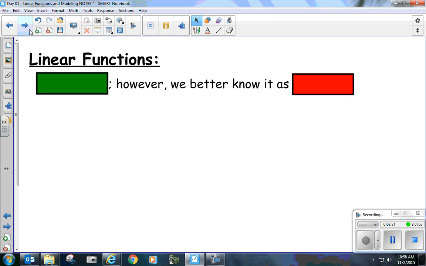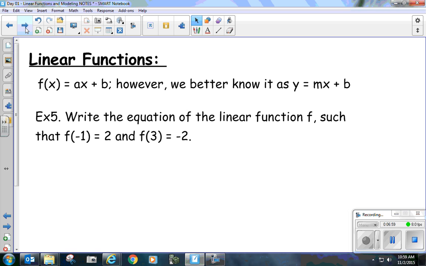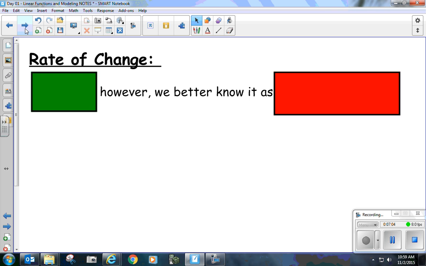Let's go to the next slide. Linear functions. What's the equation of a line? Y equals mx plus b. That's what we know it as. Sometimes, because this is pre-calc, they'll rewrite it. They'll say f of x is the same as y equals a times x plus b, where a is your slope. It doesn't matter how you write it as long as you can come up with it. Okay? Before we do this problem out, I want to go to the next part in your notes quickly and discuss rate of change. Rate of change.